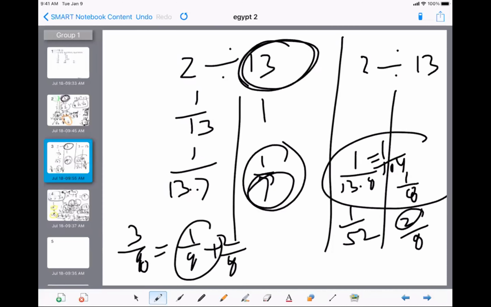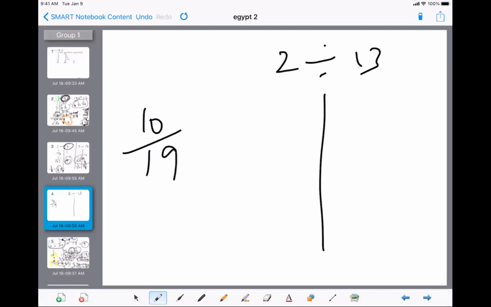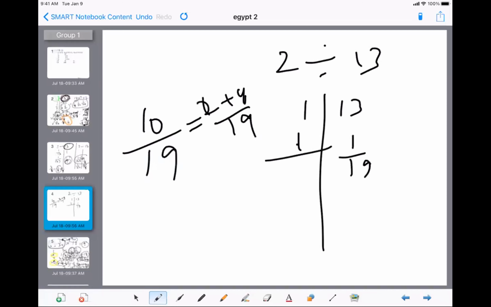But suppose I needed, for example, 10/19, just for whatever reason. I don't need 10/19. But if I did need 10/19, my way of getting there would be to get 1/19 by thinking of 10/19 as 2 plus 8/19, because I break up the 10 into powers of 2.